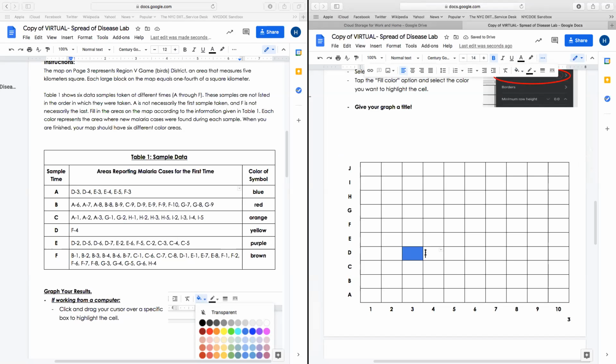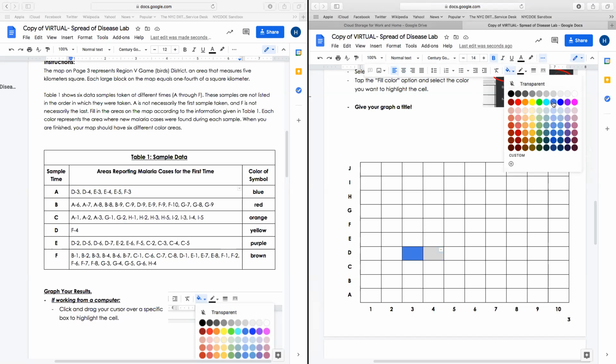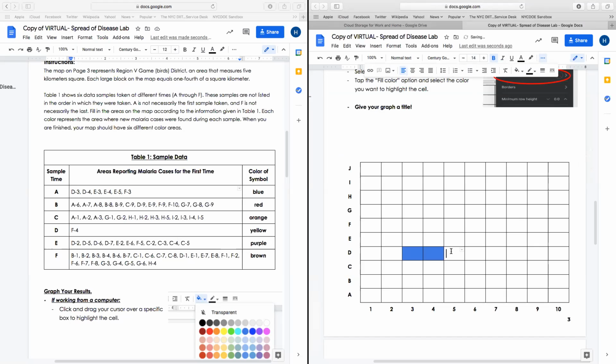We're then going to do the same thing for D4. Now, I will warn you guys, as we go through this graph together, I am going to sound a bit like the host of Bingo. So just bear with me as I read out all of these letters and numbers. All right, so we just filled in D3 and D4.